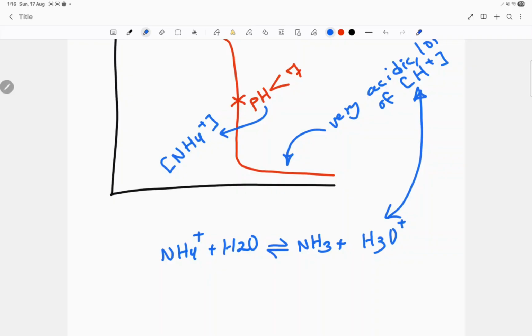How did you figure out this equation from this? Because the most common species at the equivalence point is the ammonium. And if you react the ammonium, which is a conjugate acid by the way, with water, you get these two results. Yeah, okay.